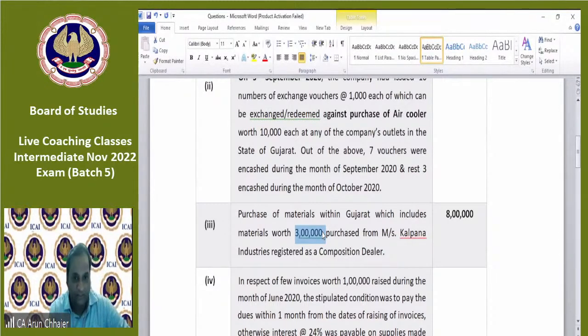Absolutely correct. On 5 lakh, there would be the GST. On 3 lakh, there would be no GST because it is a purchase from a composition dealer. And on 5 lakh, because it is within Gujarat, it is an intrastate purchase, so the supplier would charge CGST and SGST. The rate of the taxes on goods is 12%, so 6 CGST, 6 SGST. On the 5 lakh, 30,000 would be the CGST and 30,000 would be the SGST.